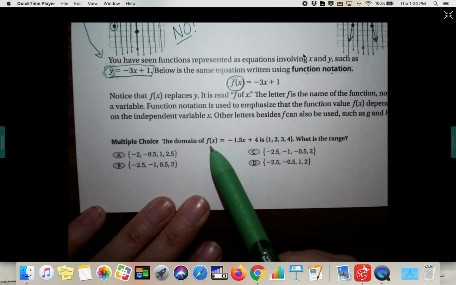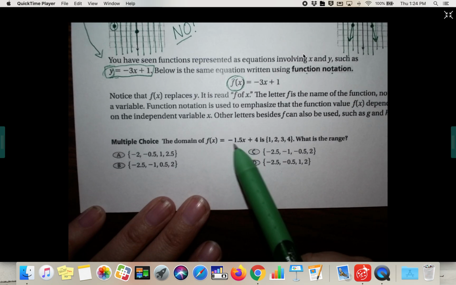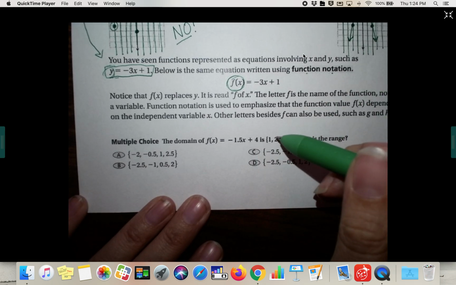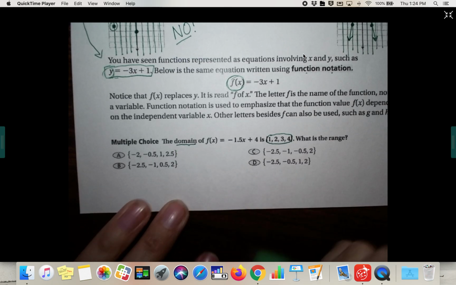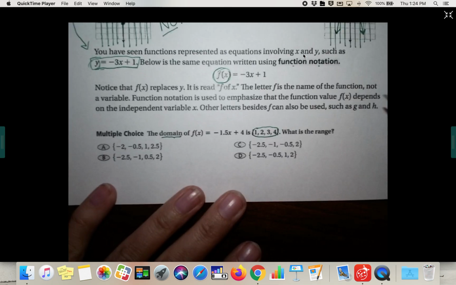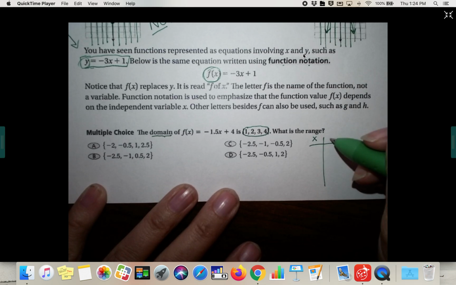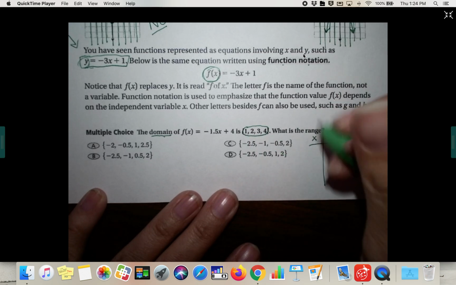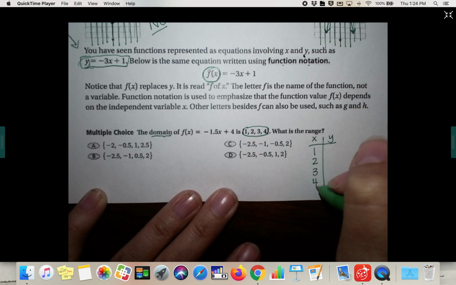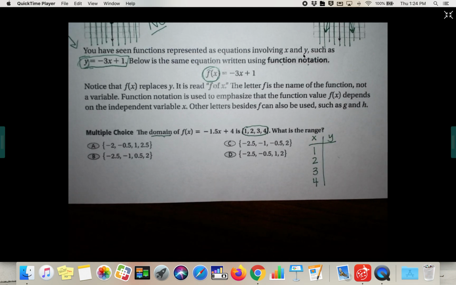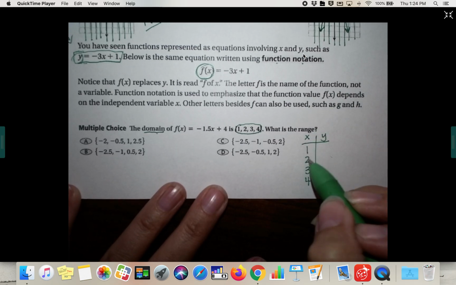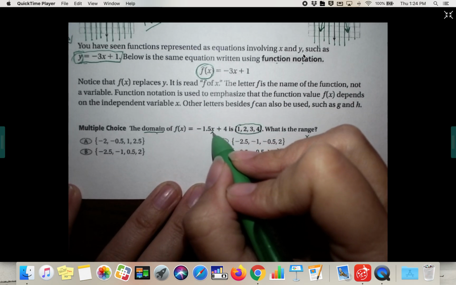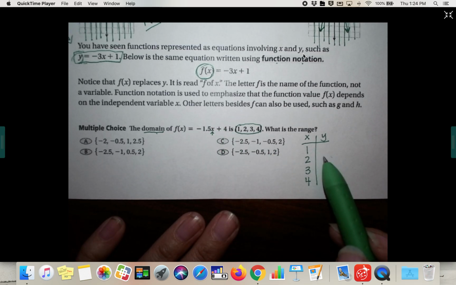So here's the function, y equals, or the f of x equals negative 1.5x plus 4. If this is the domain, what is the range? So what they're saying is, here's my x values, here's my y. The x values, which is the domain, are 1, 2, 3, and 4. What is the range? So what are my y values? Well, this is just a simple calculator problem, because we're going to take each of these x's and plug it in for x and solve it and see what our y values are.